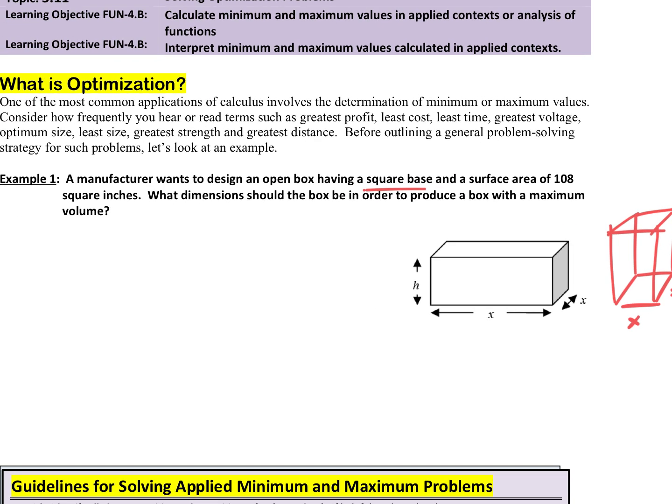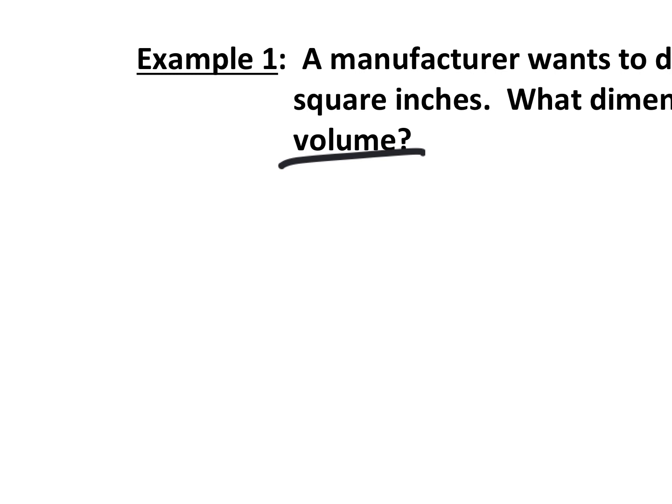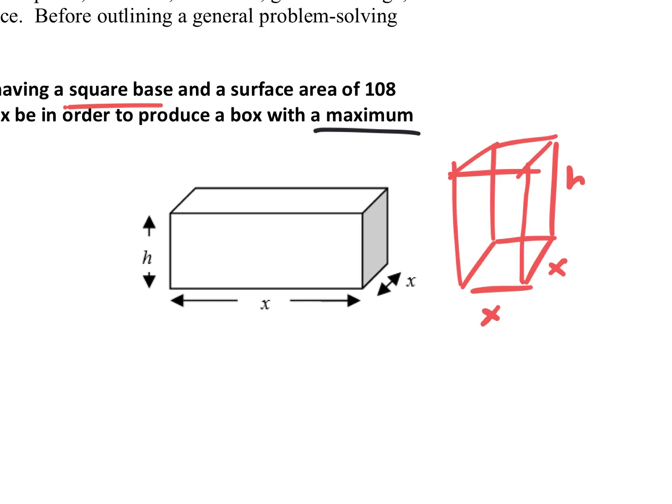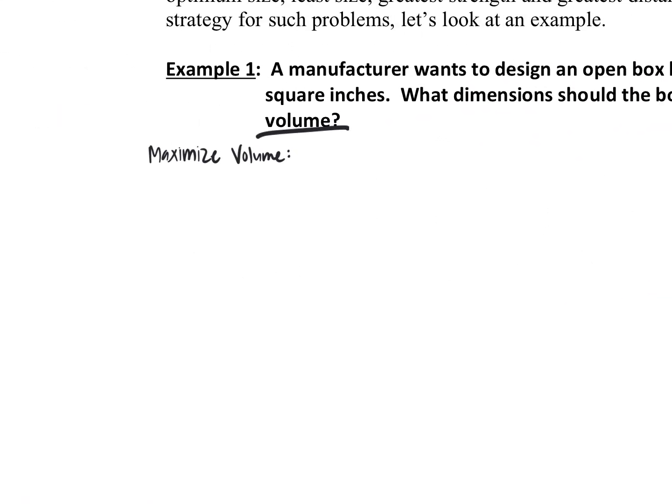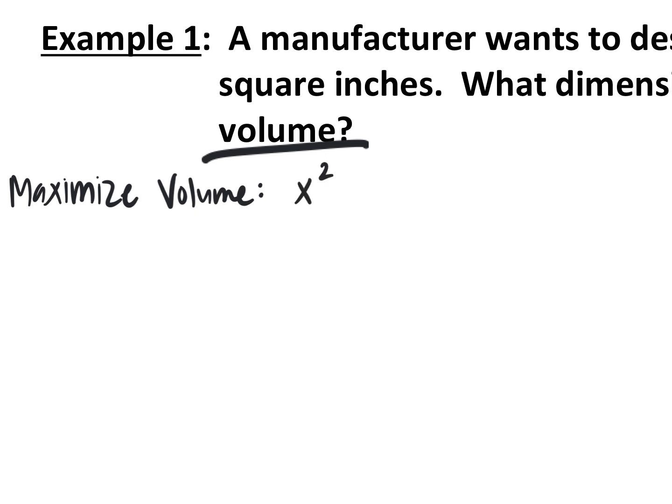So we're given a formula about surface area. Hint, you're probably going to have to write the surface area formula for this shape. We also are asked to maximize the volume, so we need to write a volume formula for this shape. If I'm trying to maximize volume, I need a formula for the volume of this shape. If I go back to this shape, volume is just length times width times height, right? So what would my volume formula be? Yeah, X times X times H in this case, so X squared times H is equal to my volume.